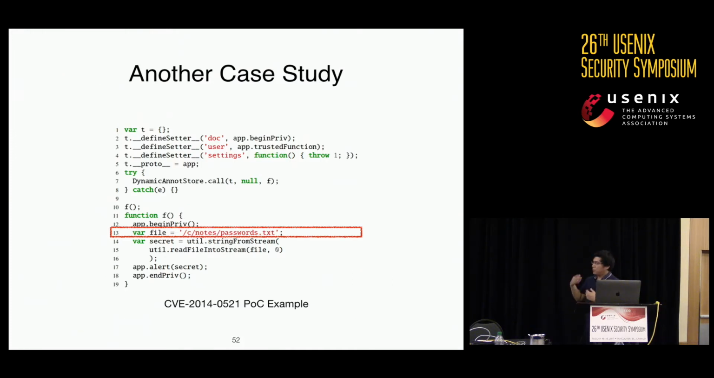As another case study, this one is much easier. This is a JavaScript attack, and if you try to read something from this document or from this password file, it will never work on macOS because they don't have this /c path on macOS.